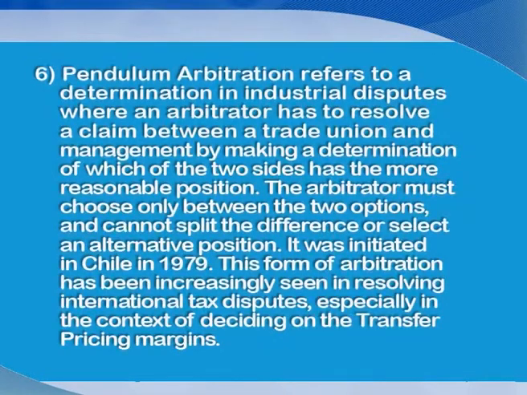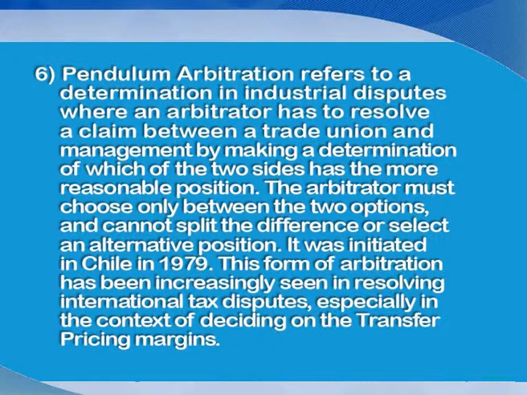Sixth, pendulum arbitration refers to a determination in industrial disputes where an arbitrator has to resolve a claim between a trade union and management by making a determination of which of the two sides has the more reasonable position. The arbitrator must choose only between the two options and cannot split the difference or select an alternative position. It was initiated in Chile in 1979.